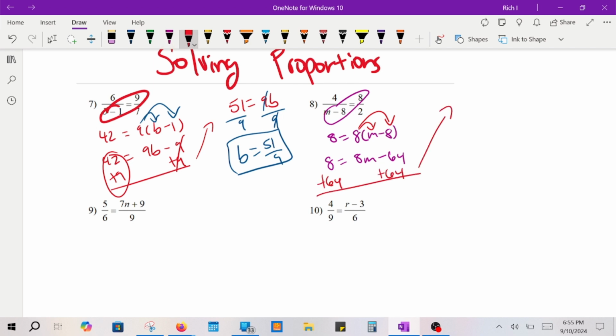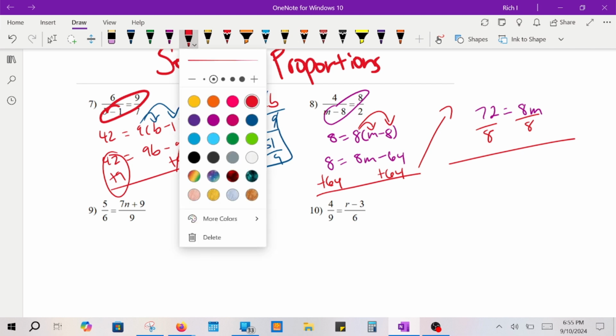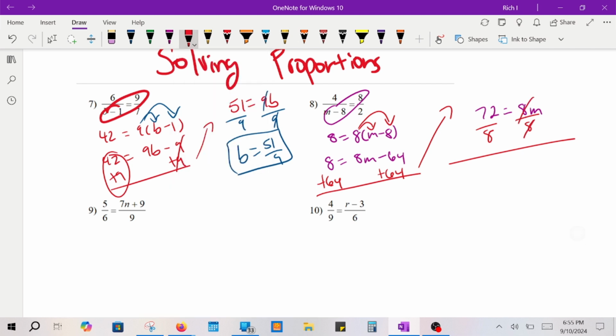So I'm going to continue that over here. When we do, we're going to get on one side 72 is equal to 8m. And then finally, we're just going to divide both sides by 8. When we do that, the 8's should cancel here. And we're going to get m is equal to 72 divided by 8, which is 9. That's nice and whole. So, good.